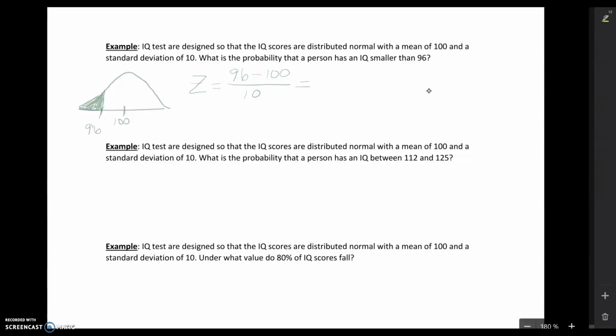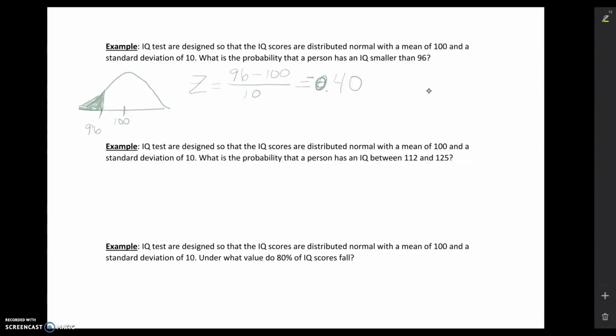You should find that you get negative 0.4. And to be more specific, let's put the 0 out in front of it, so this is really negative 0.40. Because remember, when we have these z-scores, we really want to take this to 2 decimal places.